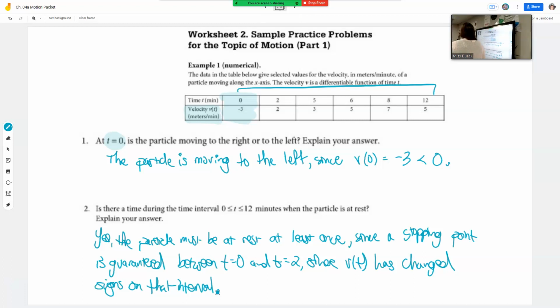Be careful. Every AP teacher ever says never use the word it. It's dangerous. But keep going. So velocity goes from negative to positive, thus velocity must go through 0, and this happens at least once. 0 is the rest. Say it one more time. At least once. 0 is the rest. Or since. Good. No, that's okay.